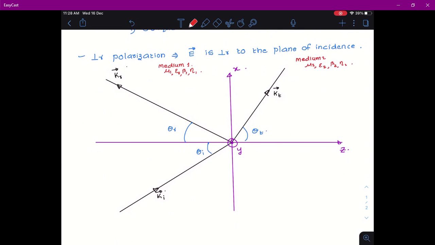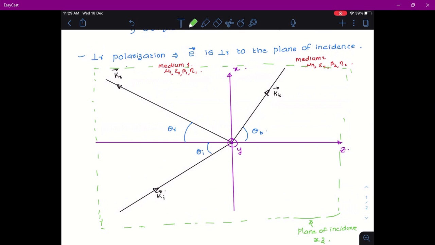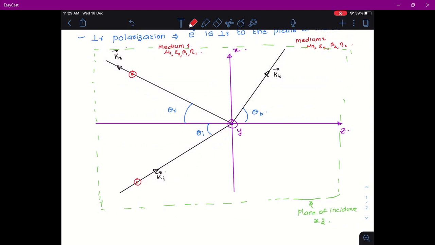Now, the plane of incidence is this, that we have already stated. The plane in which the light is propagating is the plane of incidence. So, our xz plane is the plane of incidence. Now, for perpendicular polarization, the electric field is perpendicular to the plane of incidence. So, the electric field for the incident wave is along the y direction pointing towards you. For the reflected wave also, let us assume that the electric field is in the y direction pointing towards you.